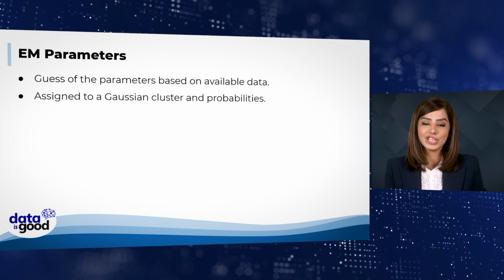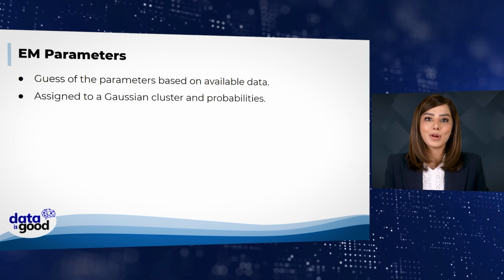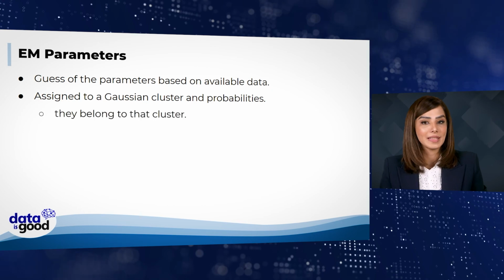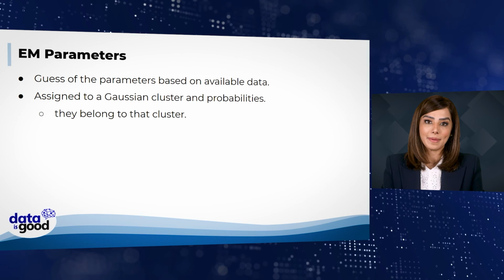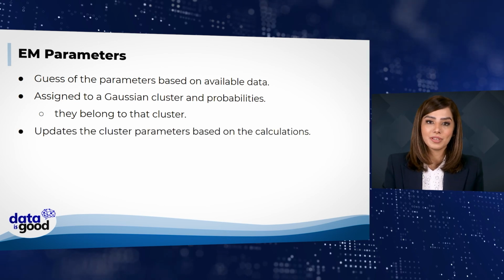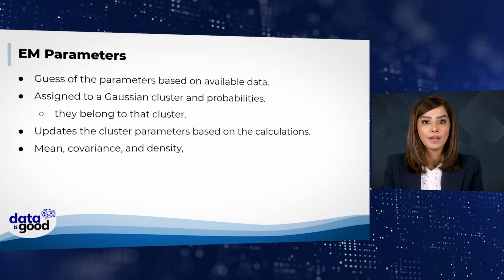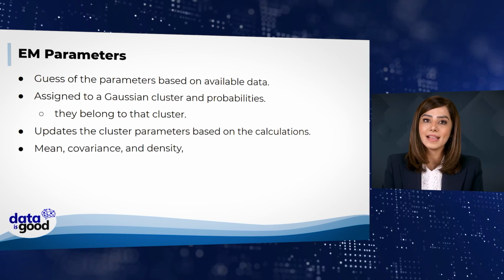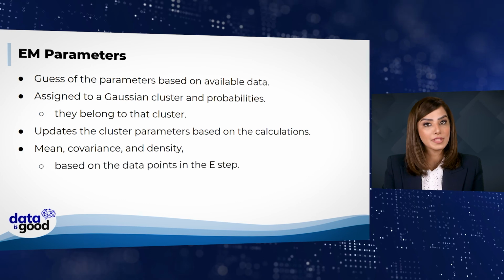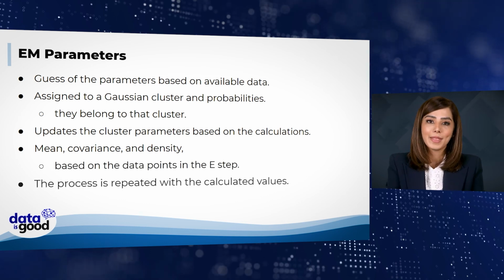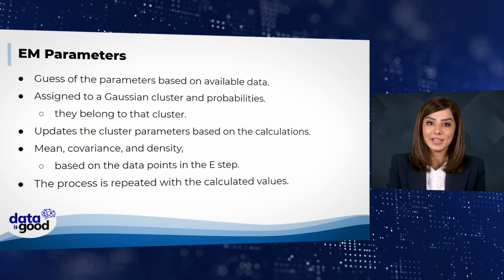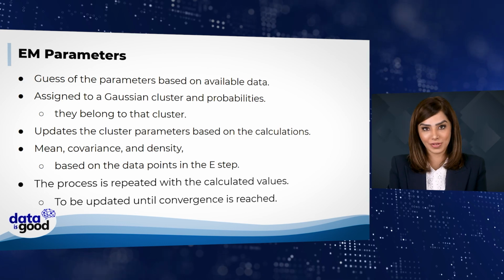Data points are assigned to a Gaussian cluster and probabilities are calculated that they belong to that cluster. The second step is the M step that updates the cluster parameters based on the calculations from the E step. The mean, covariance, and density are calculated for clusters based on the data points in the E step. And lastly, the process is repeated with the calculated values continuing to be updated until convergence is reached.